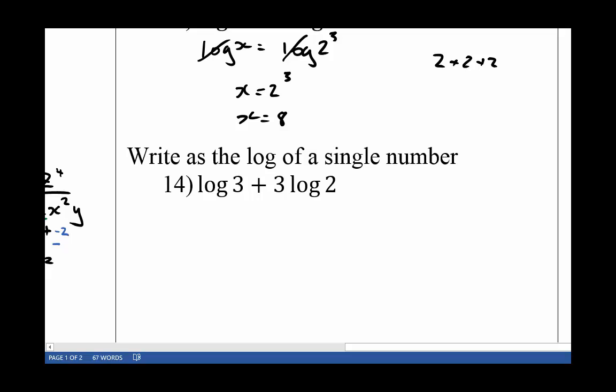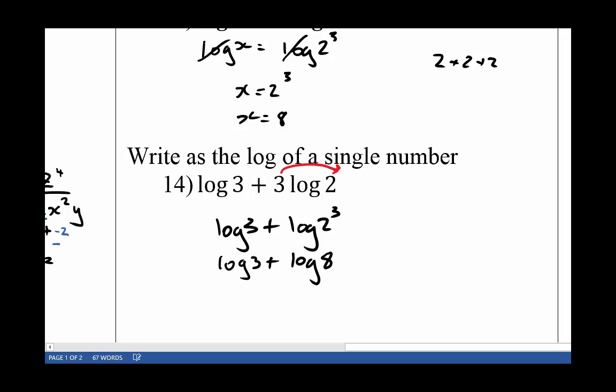Okay, this one here is to write as the log of a single number. I am not using my calculator for this. I'm not solving. So log 3 plus 3 log 2. I need to firstly put that 3 up here. So it becomes log 3 plus log 2 to the power of 3. Now I can do that. So log 3 will stay the same, log 3 plus 2 to the power of 3, which we actually just did up here. 2 to the power of 3 is 8.